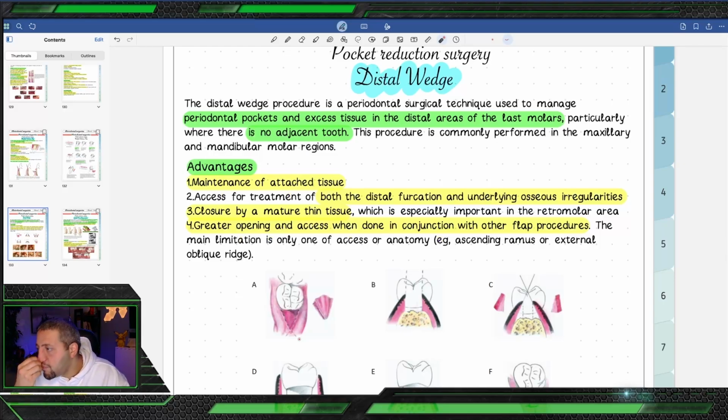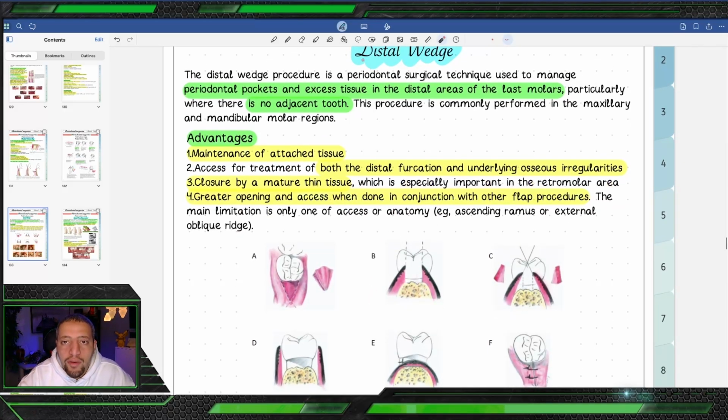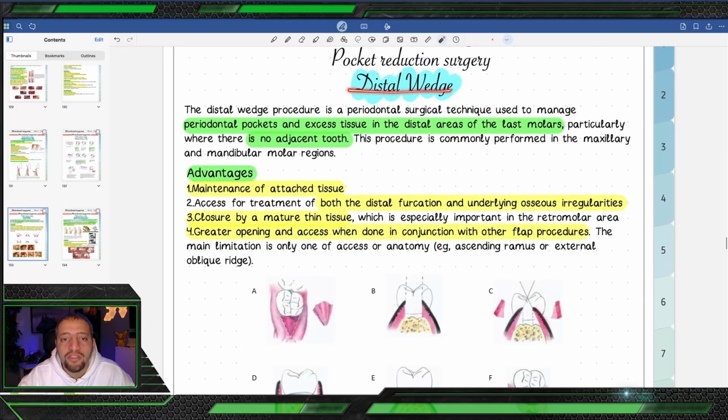If you have a malpositioned lower 8, and this was mesioangular, and you remove this lower 8, sometimes it will end up healing by pocket, because to start with there was no interdental bone distal to 7, mesial to 8. So this area cannot be healed. In this way, the patient can do nothing. You have a huge deep pocket here, and you can do nothing for it. So the only way to deal with it is the distal wedge technique.